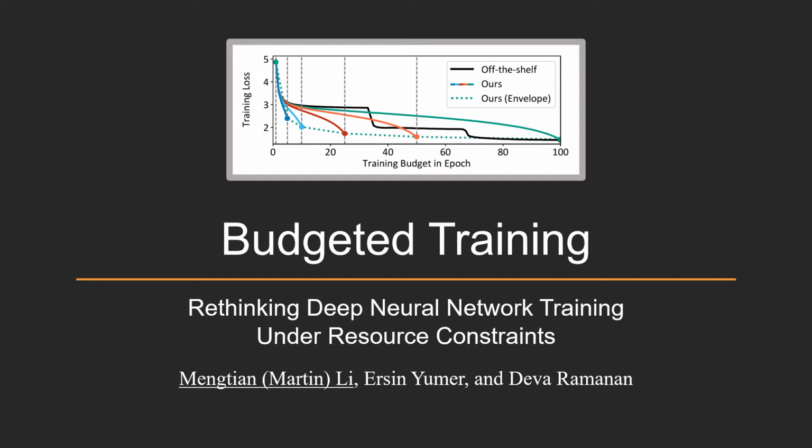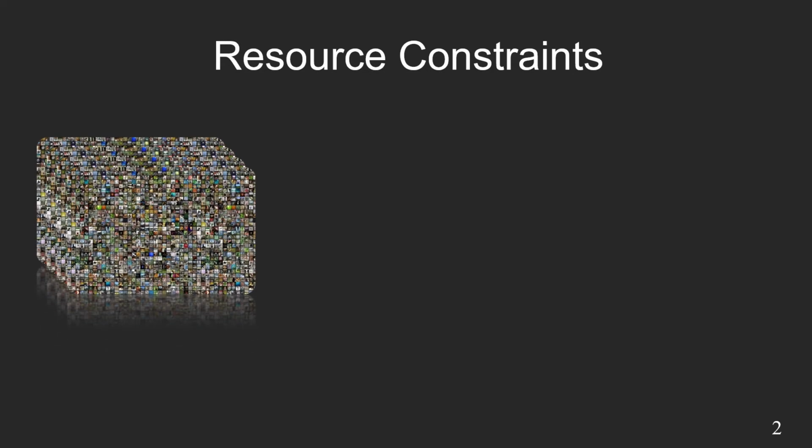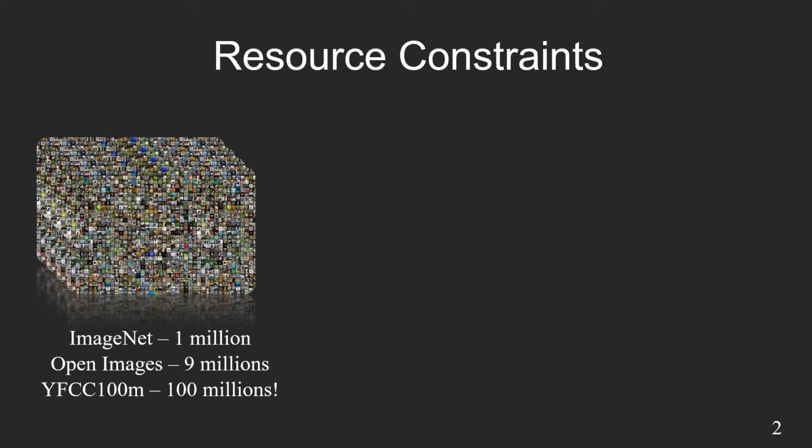In this talk, we will look into the problem of training deep neural networks under resource constraints. Let me start with resource constraints. Nowadays, it's common to train on very large datasets, and their sizes keep growing. We can imagine that future datasets might be magnitudes larger than what we have today.